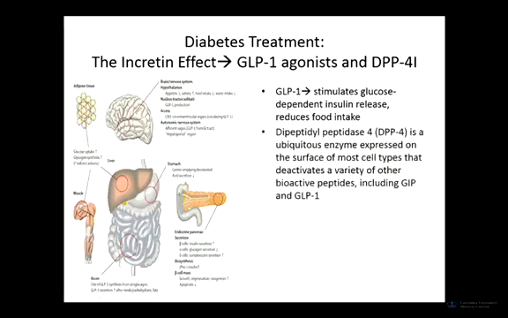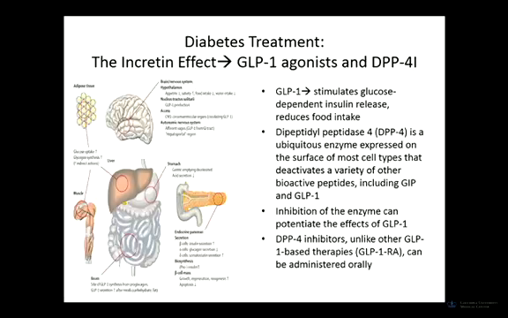DPP-4 is a ubiquitous enzyme that's expressed on the surface of most cell types that deactivates a variety of other bioactive peptides such as GIP and GLP-1. So the two ways that you can affect the system are by having a GLP-1 agonist or by inhibiting the enzyme that breaks down GLP-1. The DPP-4 inhibitors, unlike the GLP-1 agonists, are administered orally, whereas the GLP-1 receptor agonists are sub-Q injections.